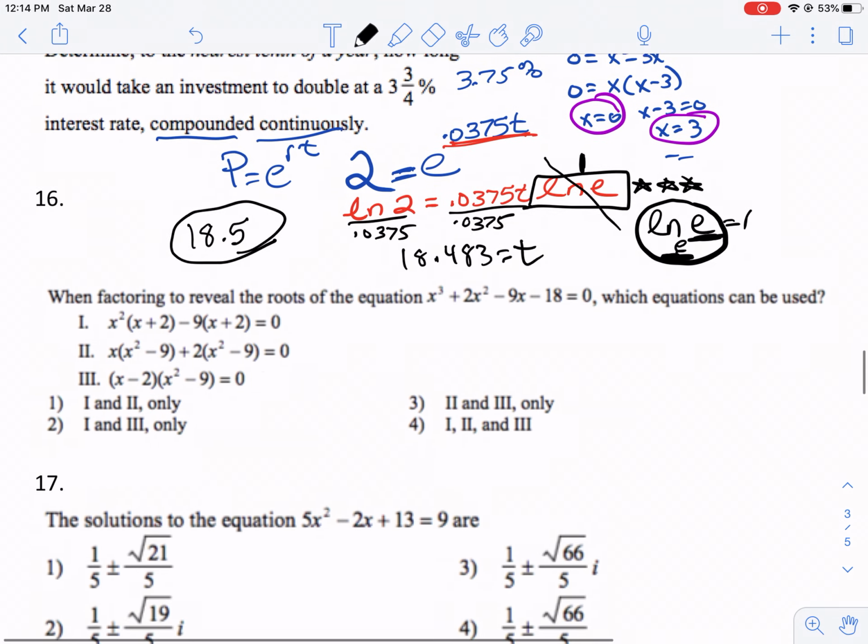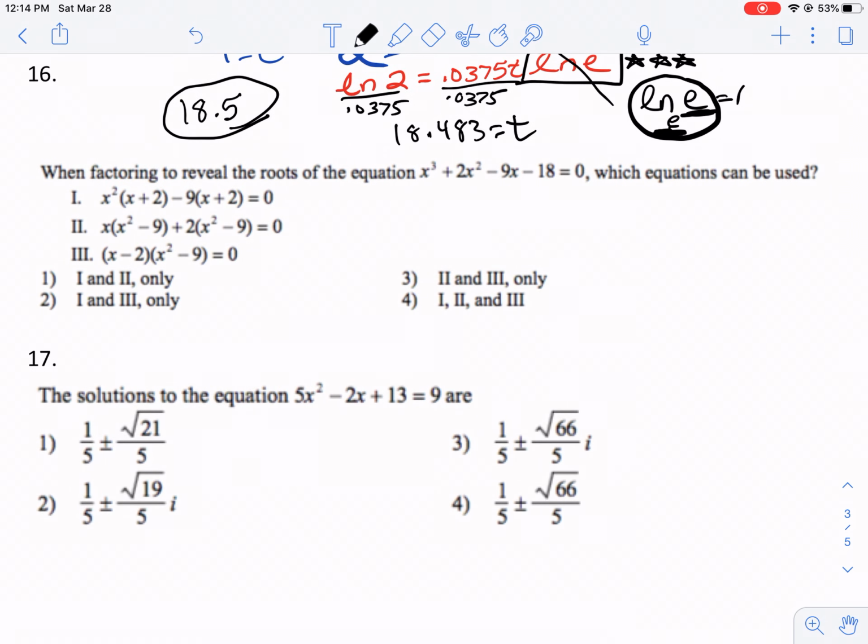All right, two more for this video. Number 16. When factoring to reveal the roots of this equation, which equations can be used? Well, they have different factorizations there, so that means I would end up having to factor different ways every time. So instead of factoring, since this is multiple choice, I'm just going to multiply out what they give me and see which one matches the question. So if I distribute these, I get x cubed plus 2x squared minus 9x minus 18 equals 0. And that's exactly what the question says, so I know the first one works.